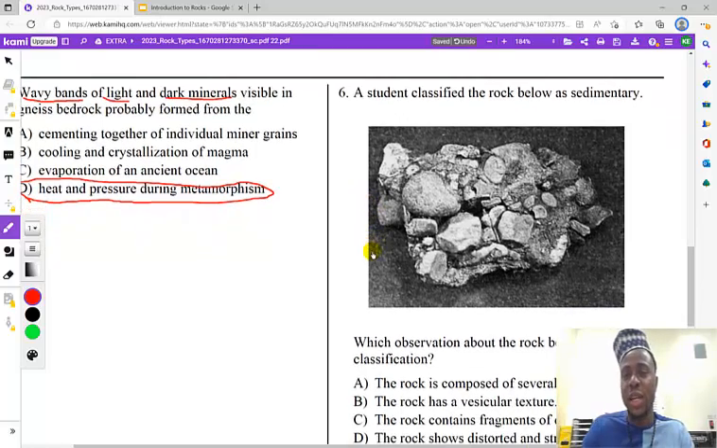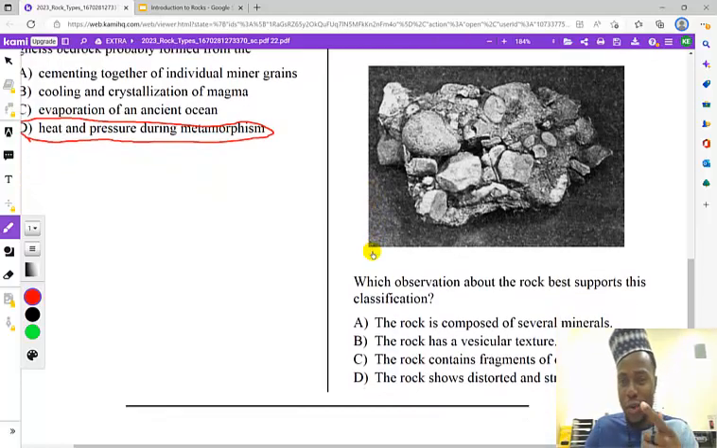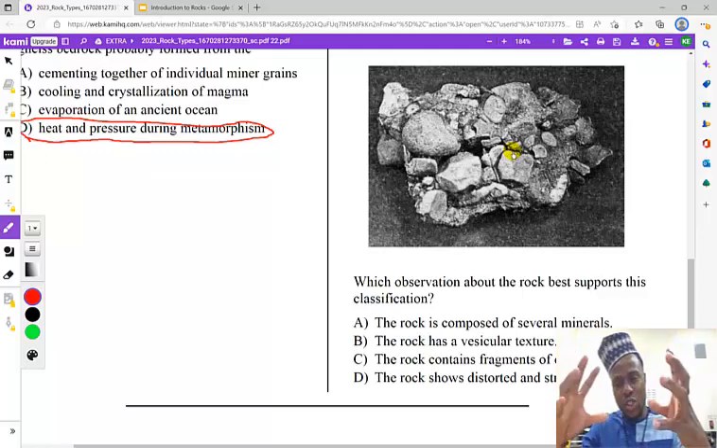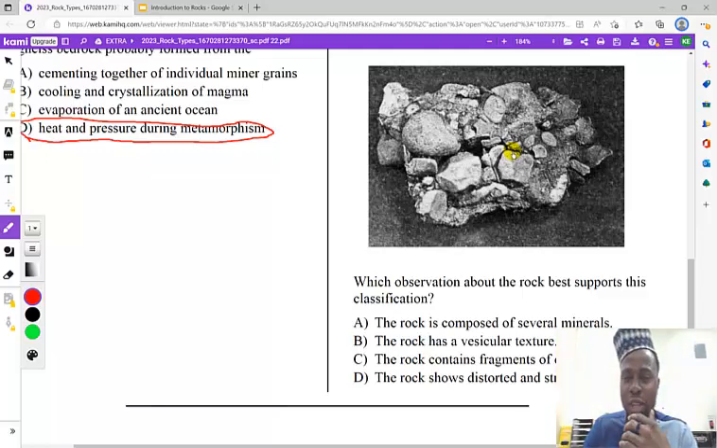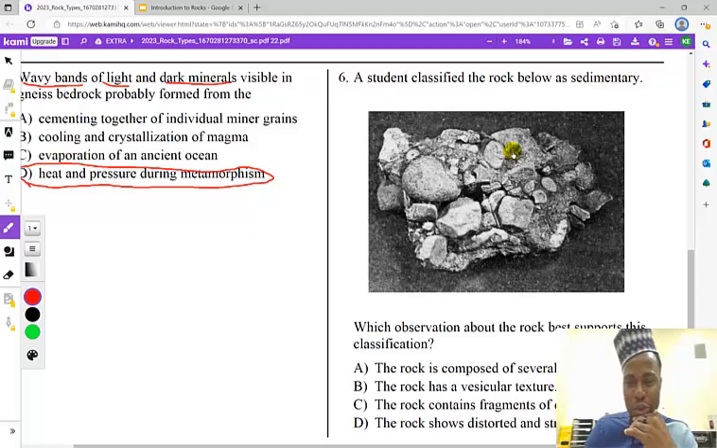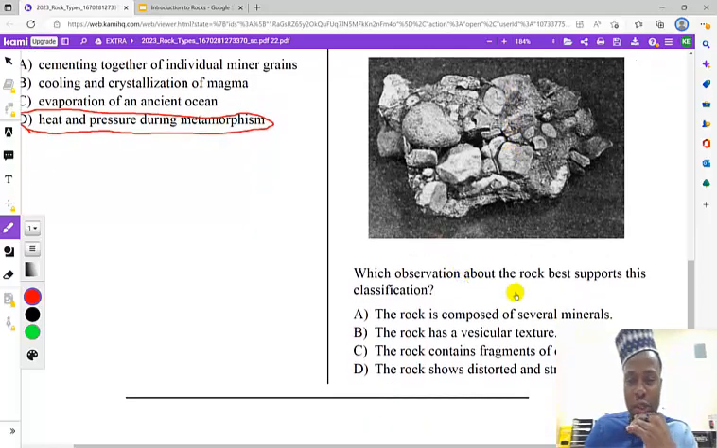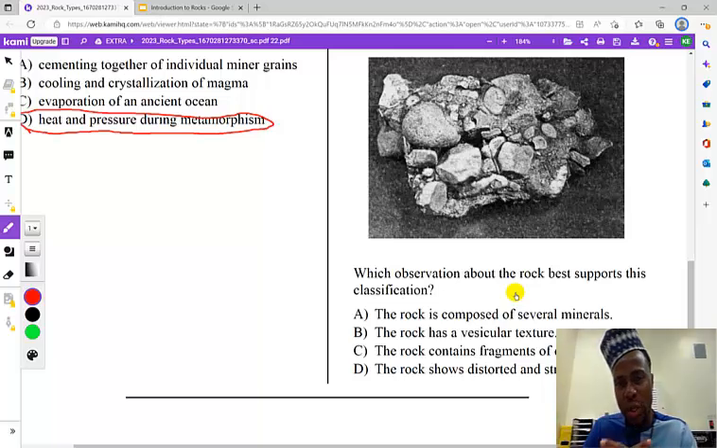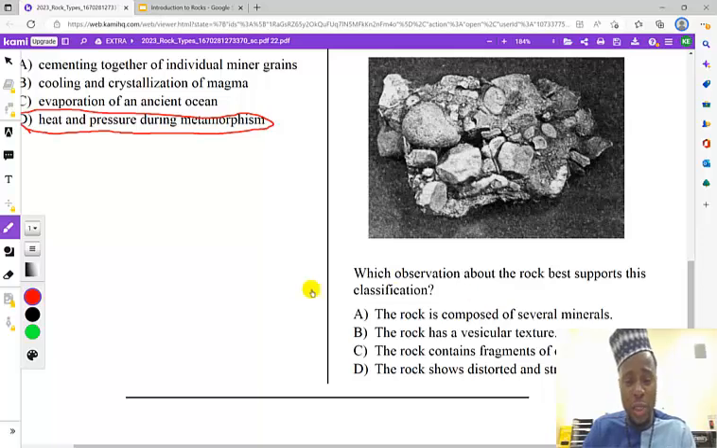Question number 6. A student classified the rock below as sedimentary. Which observation about the rock best supports this classification? So we see the rock there, it has different grains, different fragments, different pieces of pre-existing rock that were squashed and cemented together. So that does look like sedimentary rock. So what observation do we see that makes that student classify this as a sedimentary rock? A, the rock is composed of several minerals. Many rocks are composed of several minerals. So that is definitely not our option there.